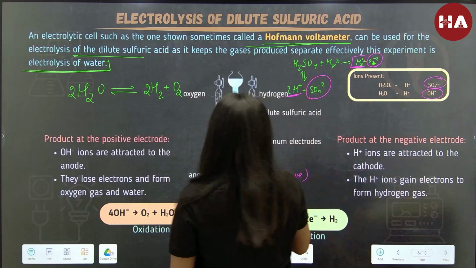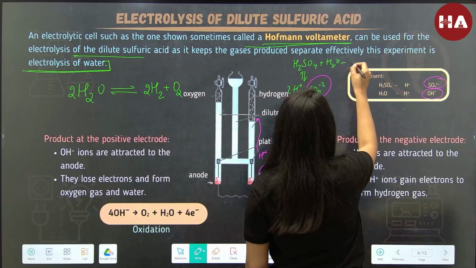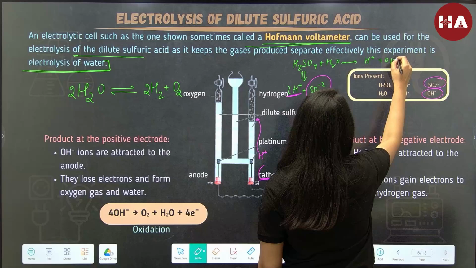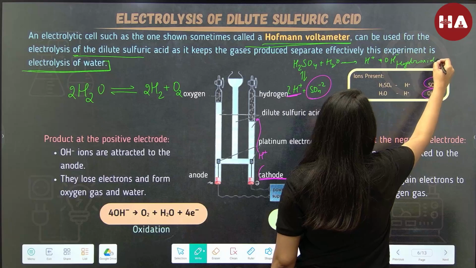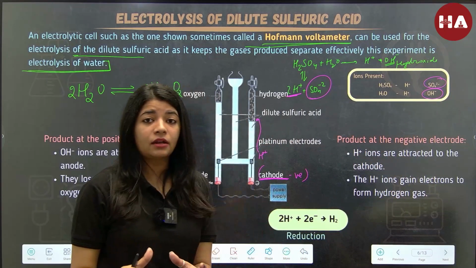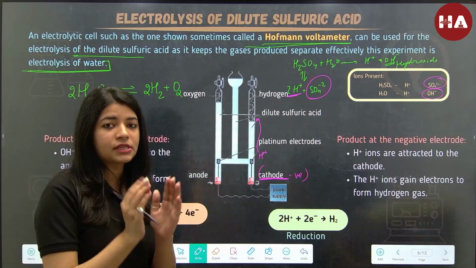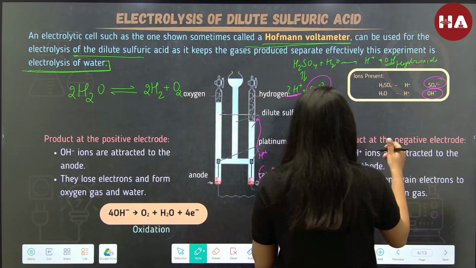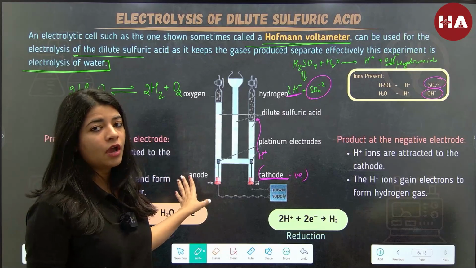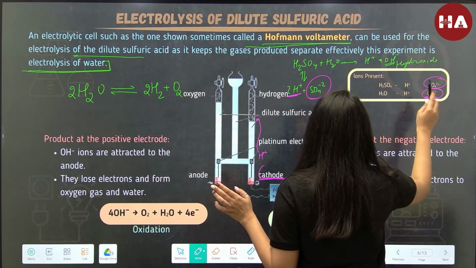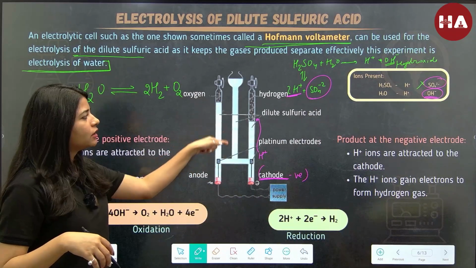Let me write down this reaction again for you. H2O will break down as H plus and OH minus. OH minus is nothing but hydroxide ion. Now we have to check which anion will actually be discharged at the anode. Here competition will be happening between sulfate ions and hydroxide ions. Whichever is greater in concentration will be deposited at your anode. So your OH minus ions will actually be discharged and your sulfate ions will not. So SO4 minus 2 will remain present over here only, right?